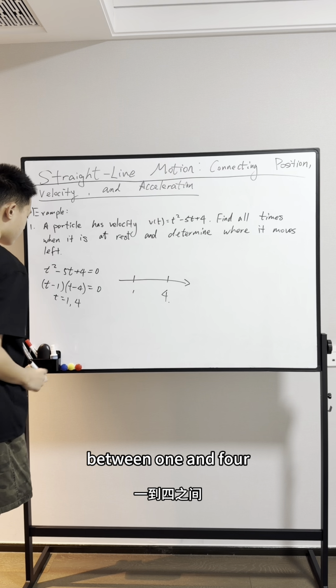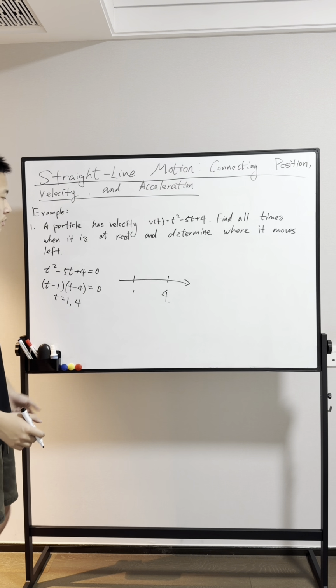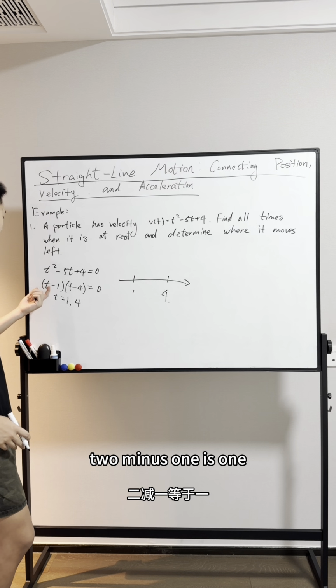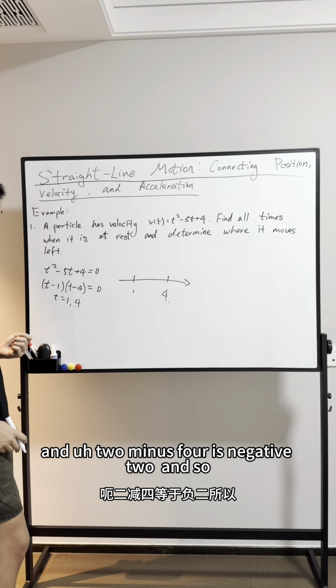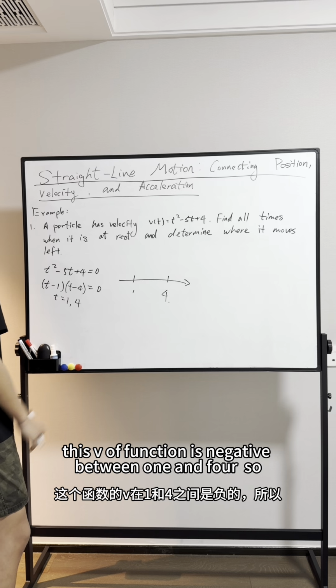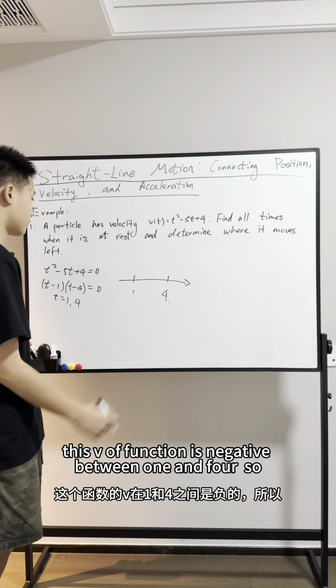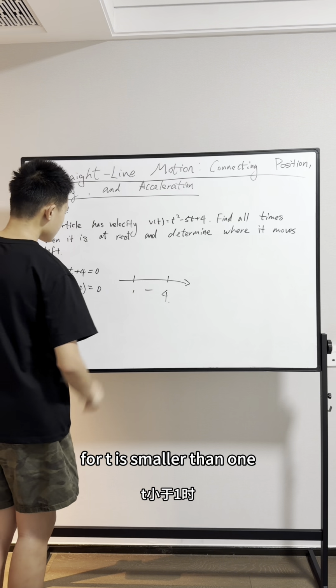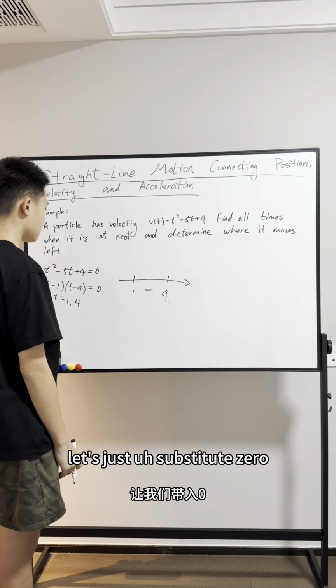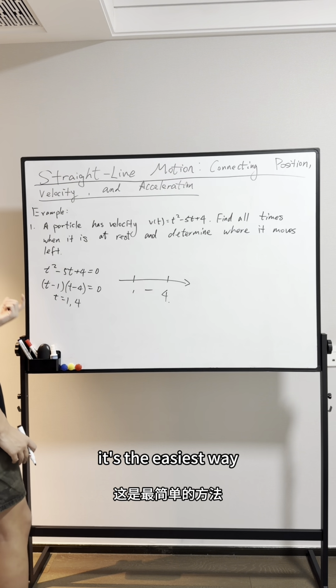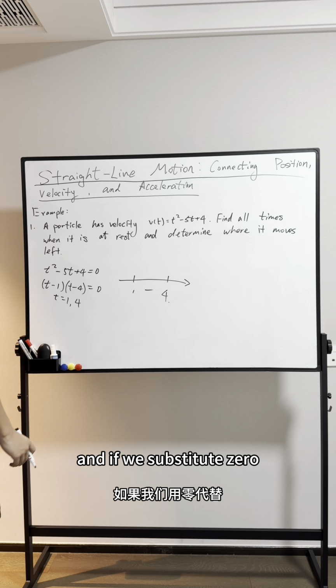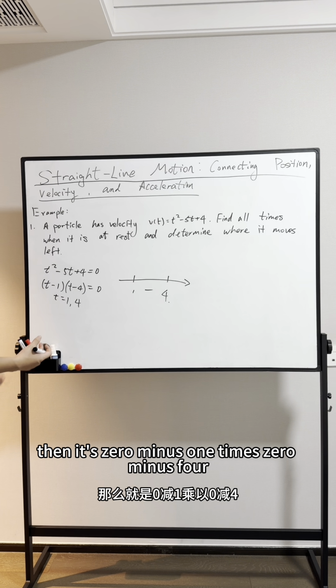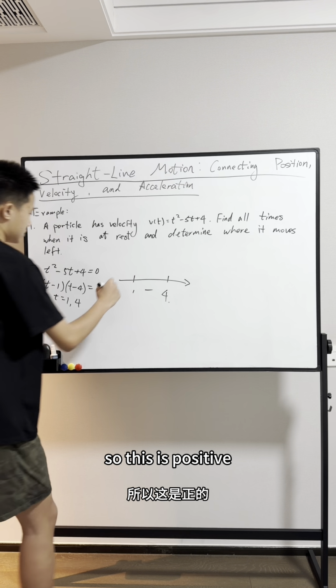Between 1 and 4, let's substitute 2 into this function. Now 2 minus 1 is 1, and 2 minus 4 is negative 2. And so this v function is negative between 1 and 4. So we label this negative. For t smaller than 1, let's just substitute 0, which is the easiest way. If we substitute 0, then it's (0 minus 1) times (0 minus 4). That's 4, so this is positive.